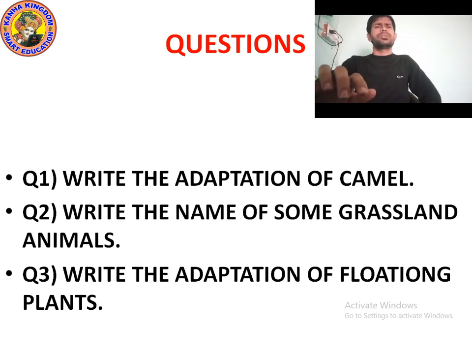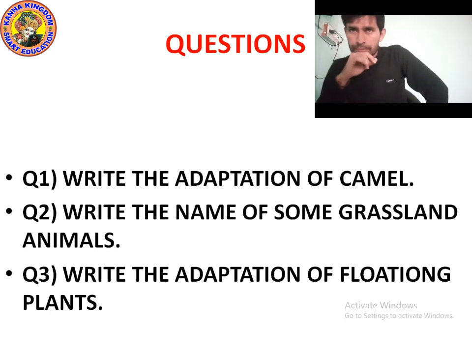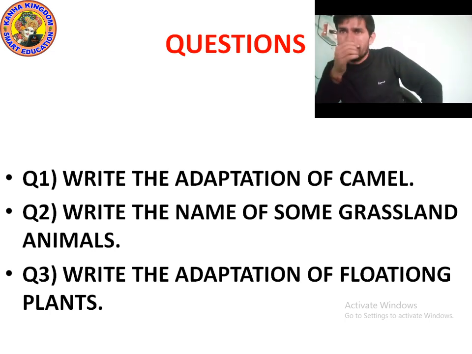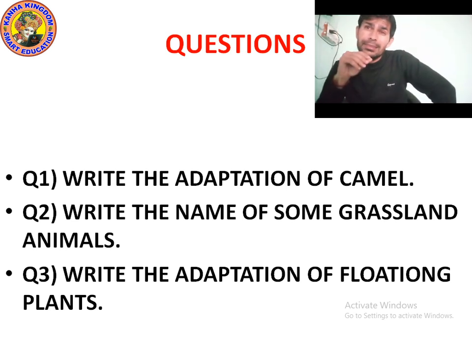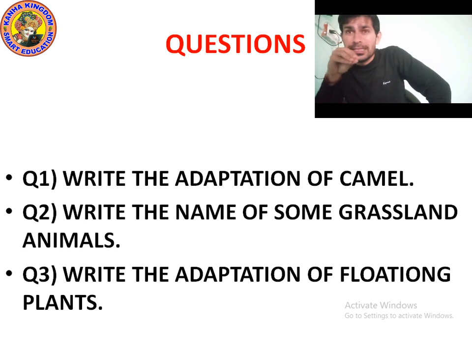Okay, next question. Question number 2: write the names of some grassland animals. You know, in grassland the grass is so long. Some animals are very small, such as mice, snakes, lizards, insects. These animals can easily hide in the long grass of the grassland.